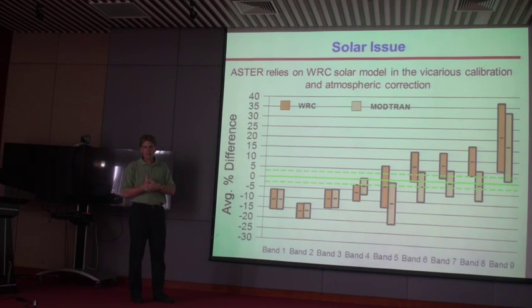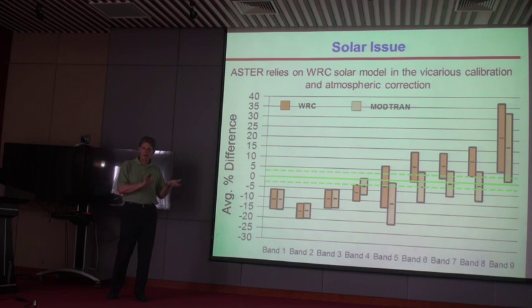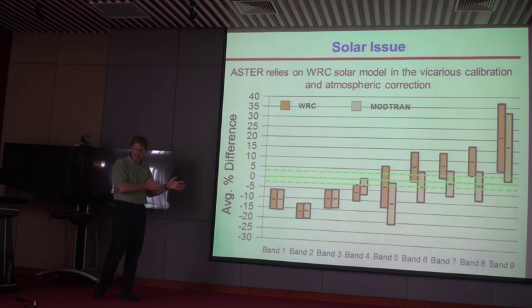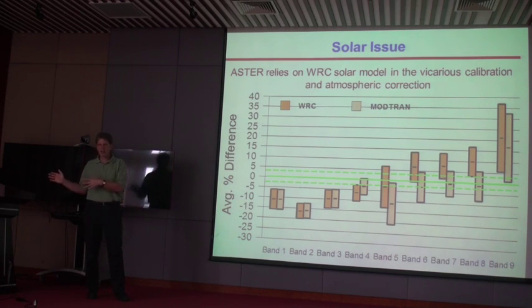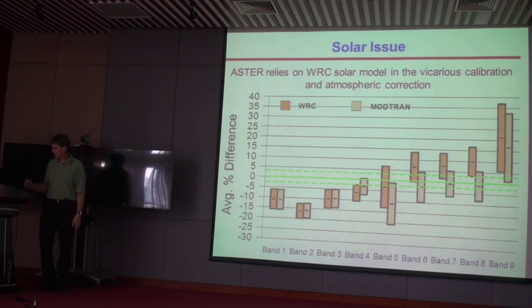If you're calibrating a system where the users are using Modtran, then use Modtran in your Vicarious, and you'll be fine. So when I do my Landsat talks, I use Modtran. It's the last thing I do. At the very end, I multiply everything by Modtran. If I'm doing ASTER, my last step is I do WRC. The very last step, I just multiply by WRC. And then it's all consistent.